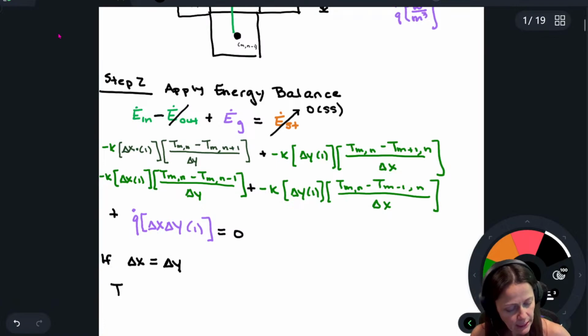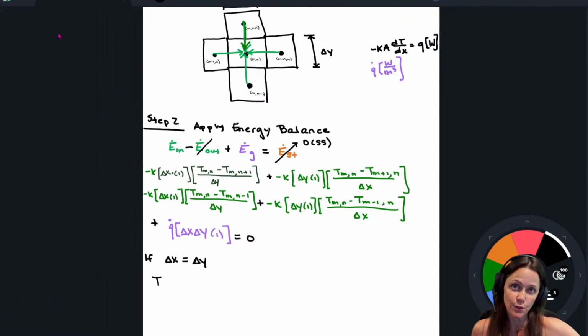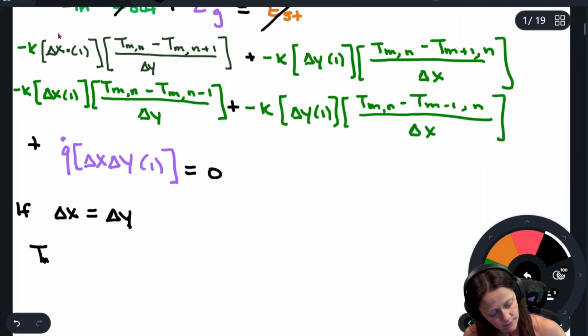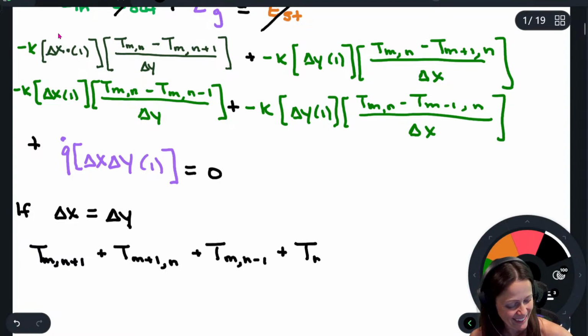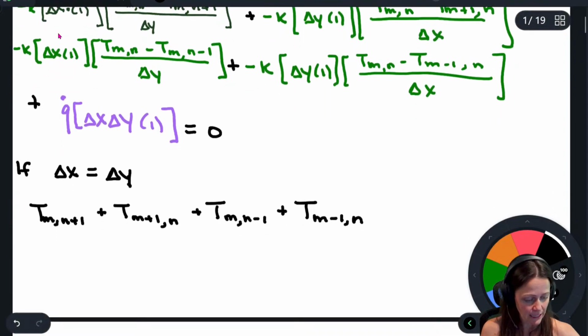We'll have T, and it's the temperatures at all of those neighboring nodes. So T m n plus 1, plus, all right, at 3 o'clock, T m plus 1 n. And from 6 o'clock, T m n minus 1. From 9 o'clock, T m minus 1 n. Okay, and then it's going to be minus 4 times the temperature of the node of interest, which is mn, Tmn.